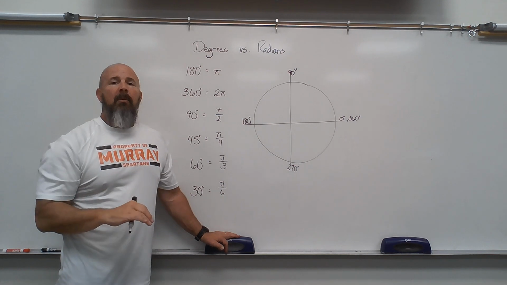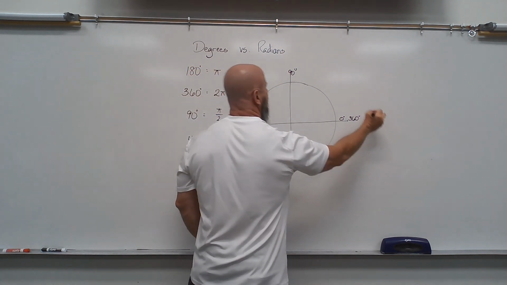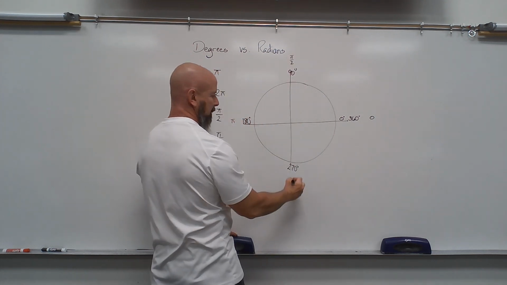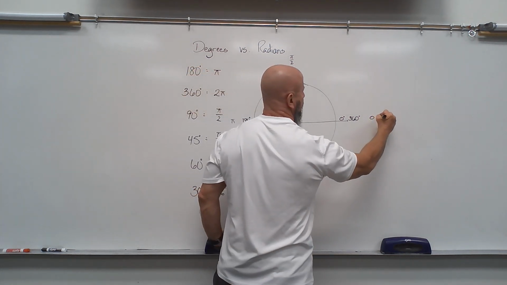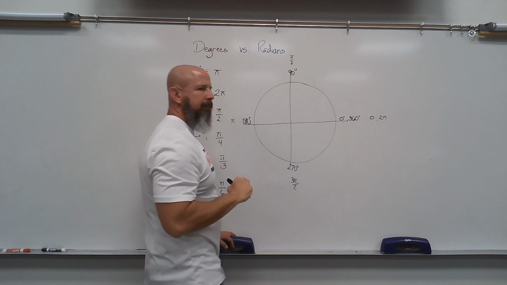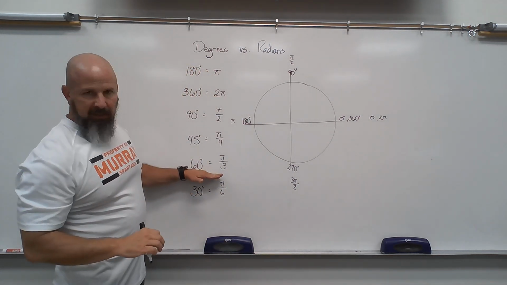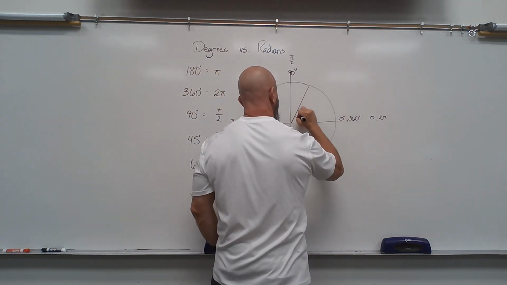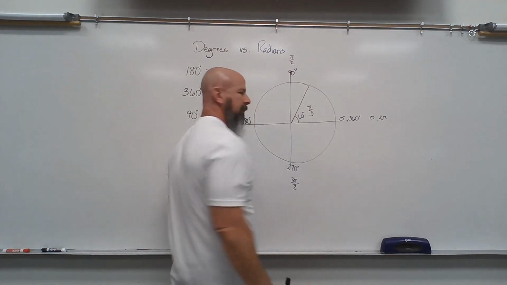Well, if I'm measuring in radians, I would have 0, pi halves, pi, 3 pi halves, all the way around would be 2 pi. And so let's say I drew this 60-degree angle in here. I'm saying that's 60 degrees, but I'm also saying that that has moved a distance of pi thirds radians.